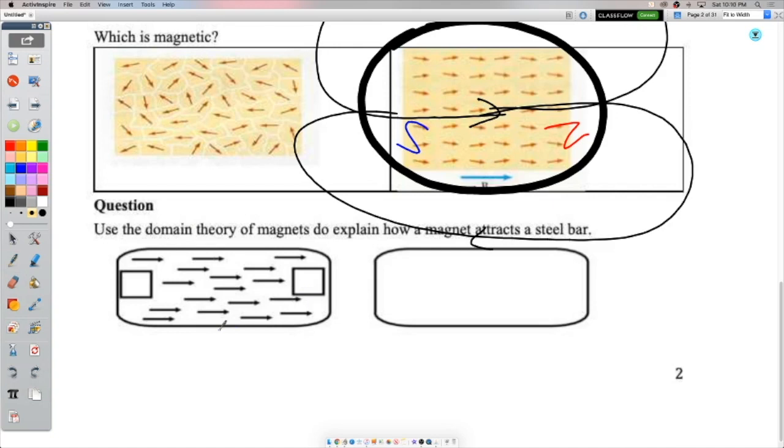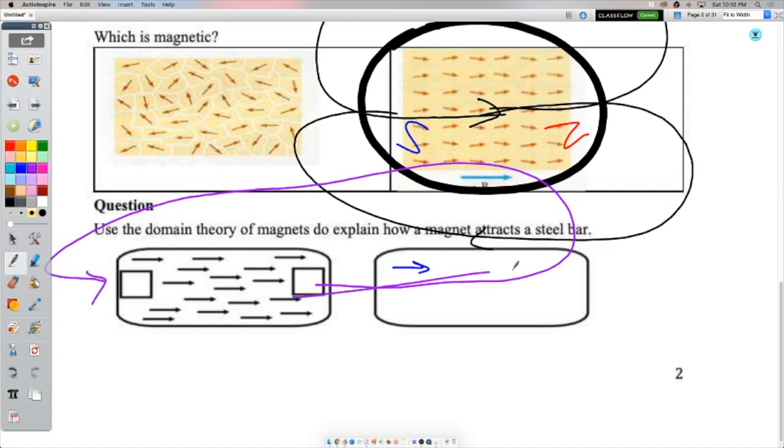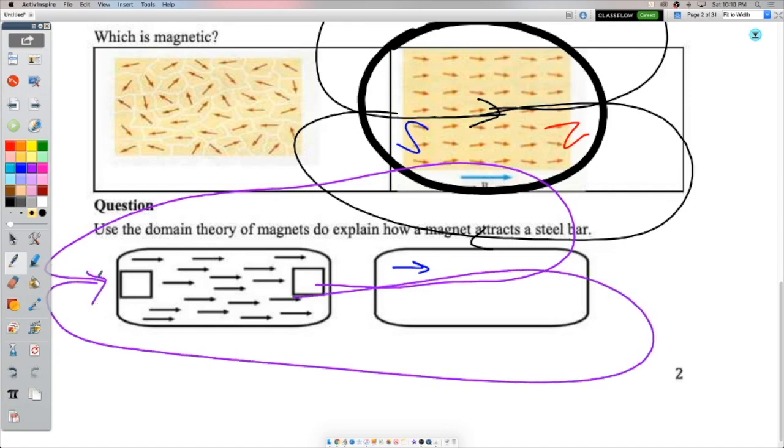Well, it can align the steel bar's domains, right? This is exerting a magnetic field. So as the magnetic field lines go, they can align the domains in here so that now this has become a magnet with, hey, where would this thing's north and south poles be? Well, remember, they exit north, enter south. So this would be its north pole. This would be its south pole, right?